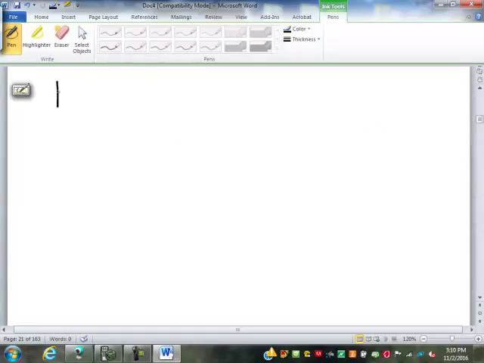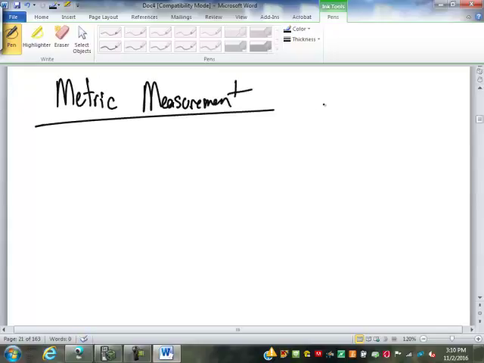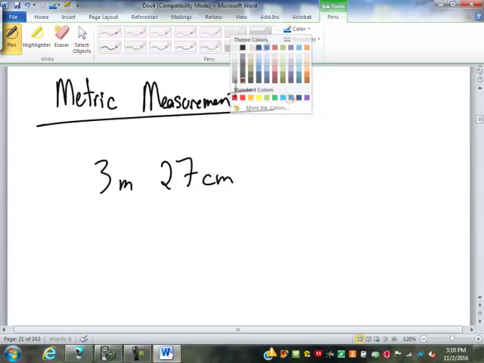If we want to do operations with metric measurement, the nice thing about metric measurement is they don't do this dual unit junk that we do in standard measurement. Metric measurement is either all centimeters, all meters, all whatever. They don't mix them together. So you would never see in the metric system something labeled like 3 meters, 27 centimeters. You're not going to get that combination.